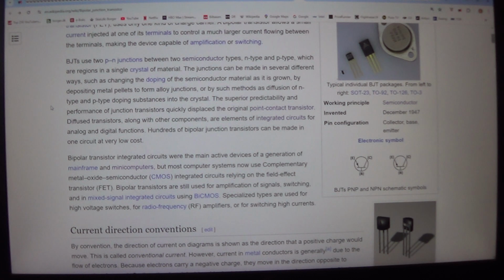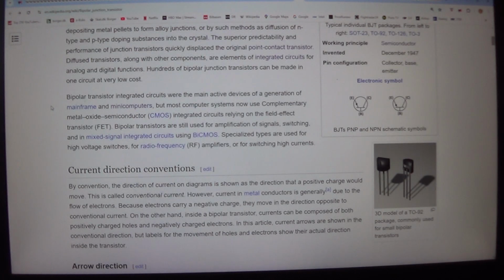The superior predictability and performance of junction transistors quickly displaced the original point contact transistor. Diffused transistors, along with other components, are elements of integrated circuits for analog and digital functions. Hundreds of bipolar junction transistors can be made in one circuit at very low cost.